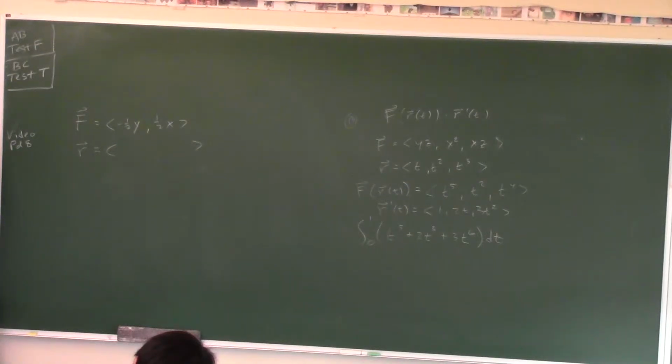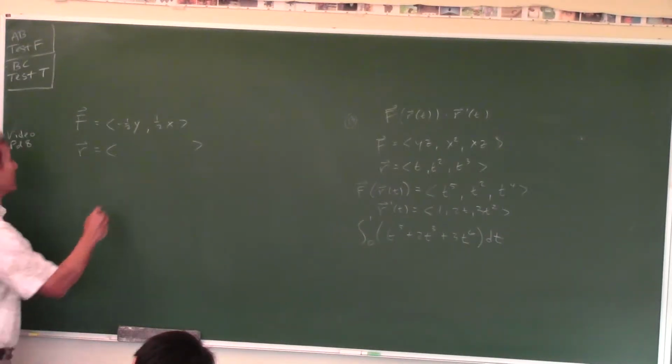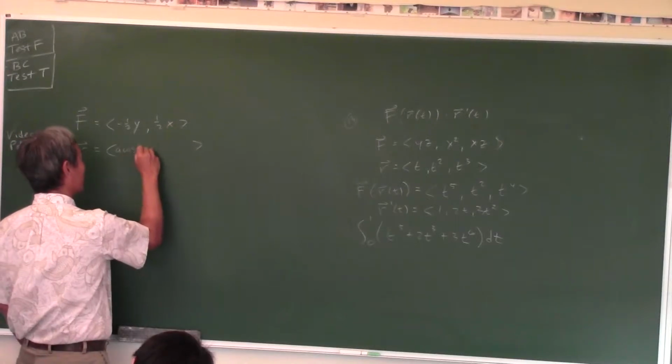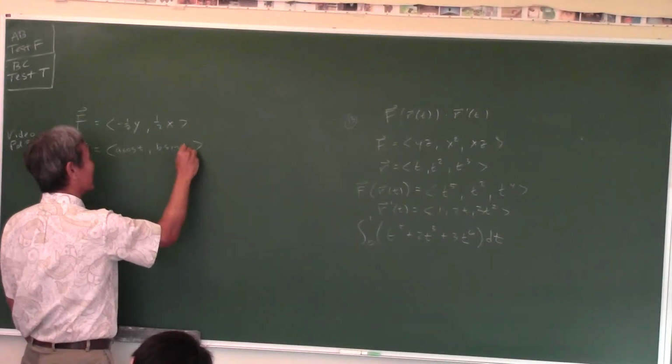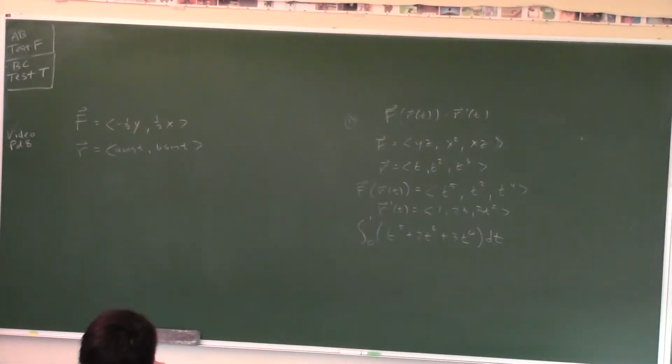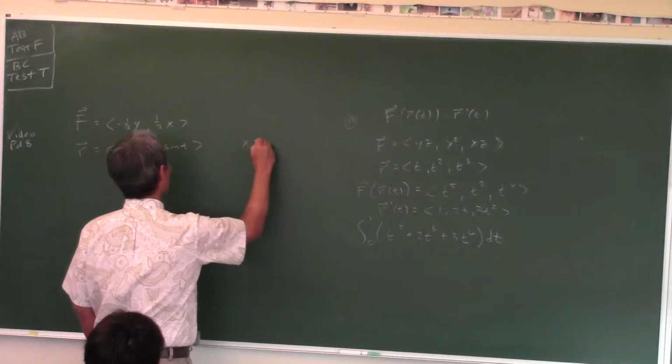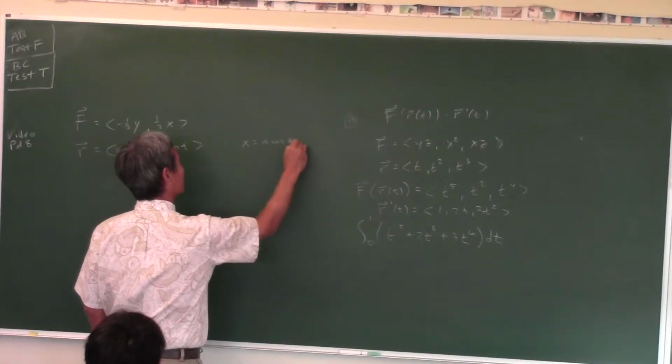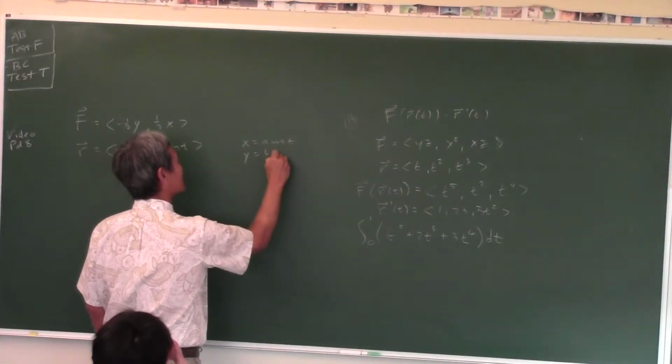Is it like a cosine? There you go. A cosine t, b sine t. That is correct. Do you see why that's the ellipse in standard position? Because it's like a circle: x equals a cosine t, y equals b sine t.